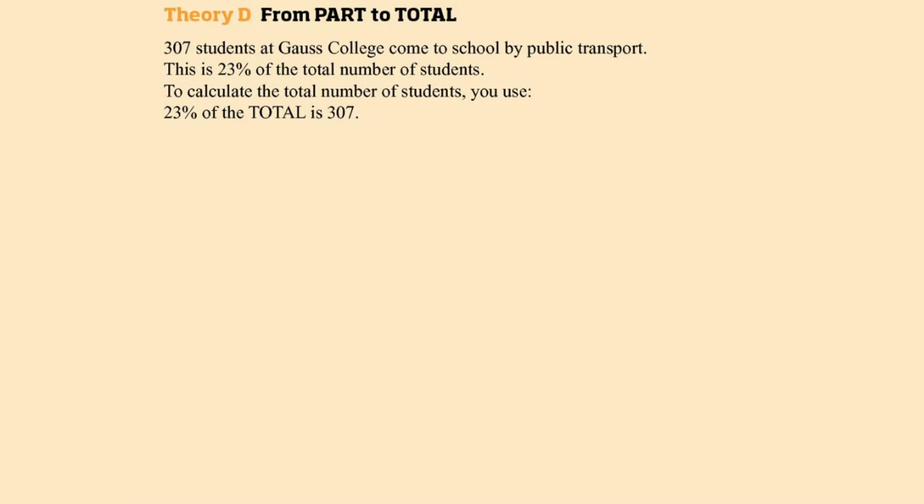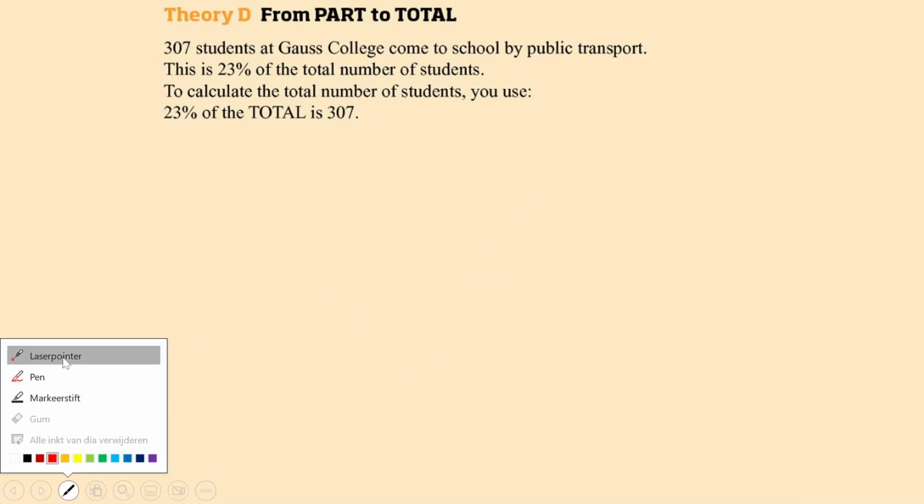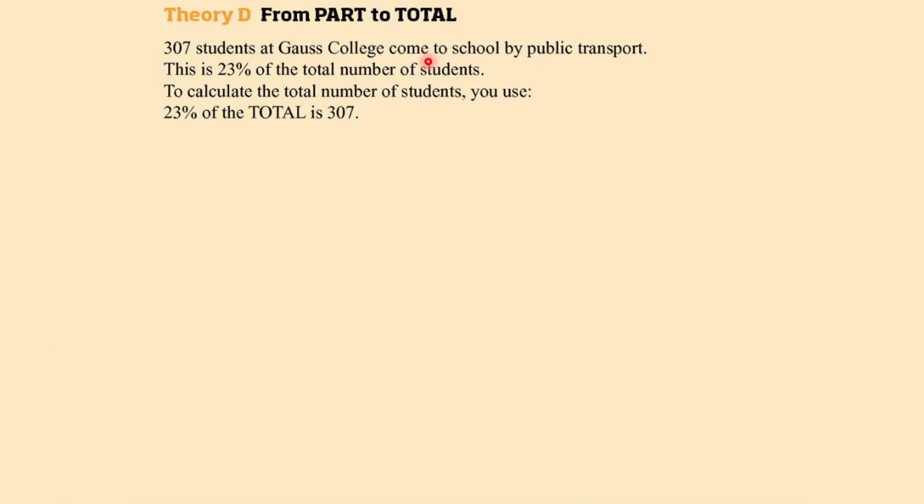From part to total. Let's say 307 students at Gauss College come to school by public transport, and they say this is 23% of the total number. You can also now calculate how much there is in total. If 23% is this, then what is the total? Total is always 100%. You can write it down like this.